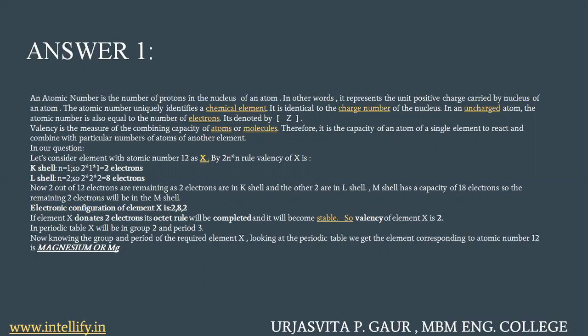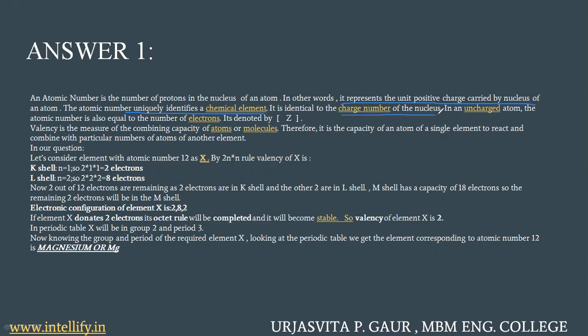An atomic number is the number of protons in the nucleus of the atom. In other words, it represents the unit positive charge carried by the nucleus of an atom. The atomic number uniquely identifies a chemical element. It is identical to the charge number of the nucleus.